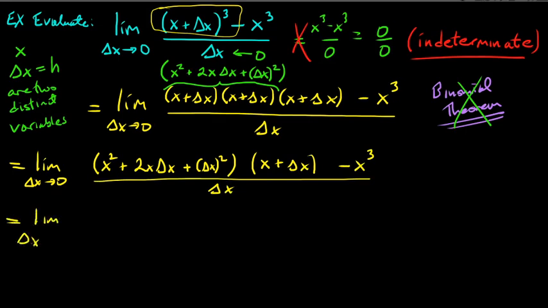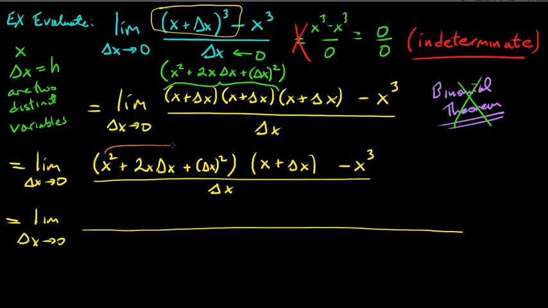Okay, so we still have to take the limit as delta x goes to 0. We still have this one big fraction, right? And now let's see if we can do this. We're going to do x squared times x. Of course, that's just x cubed. And then we're going to do x squared times delta x.